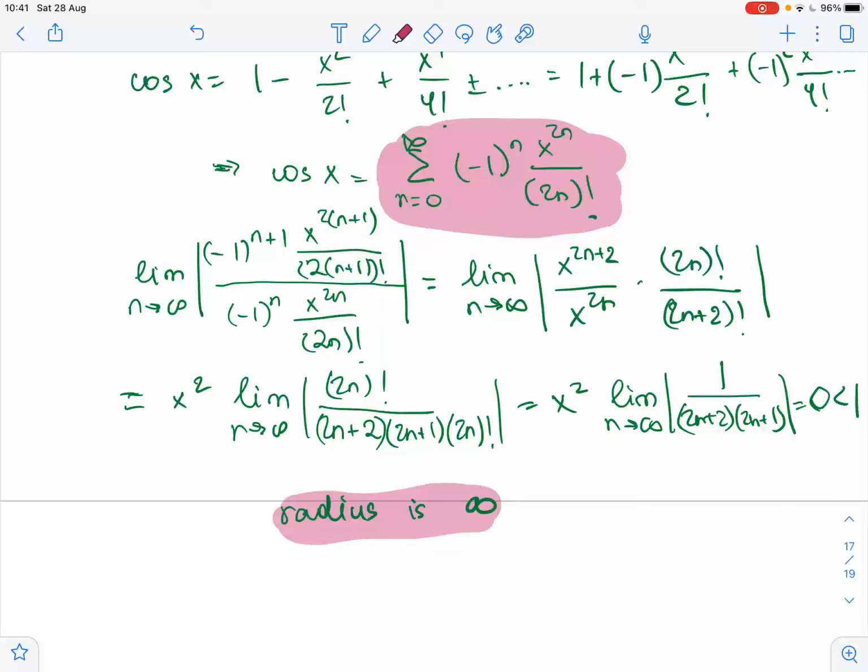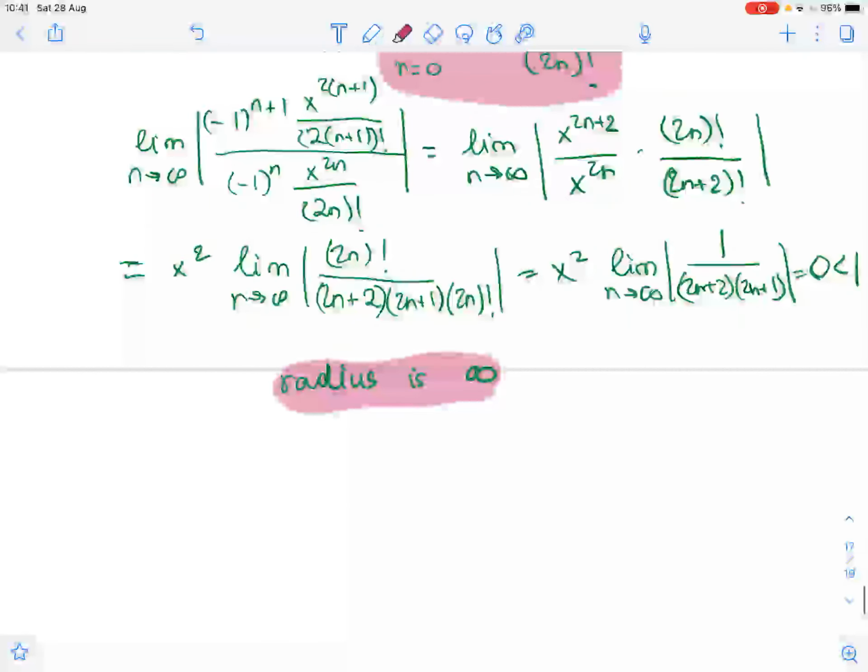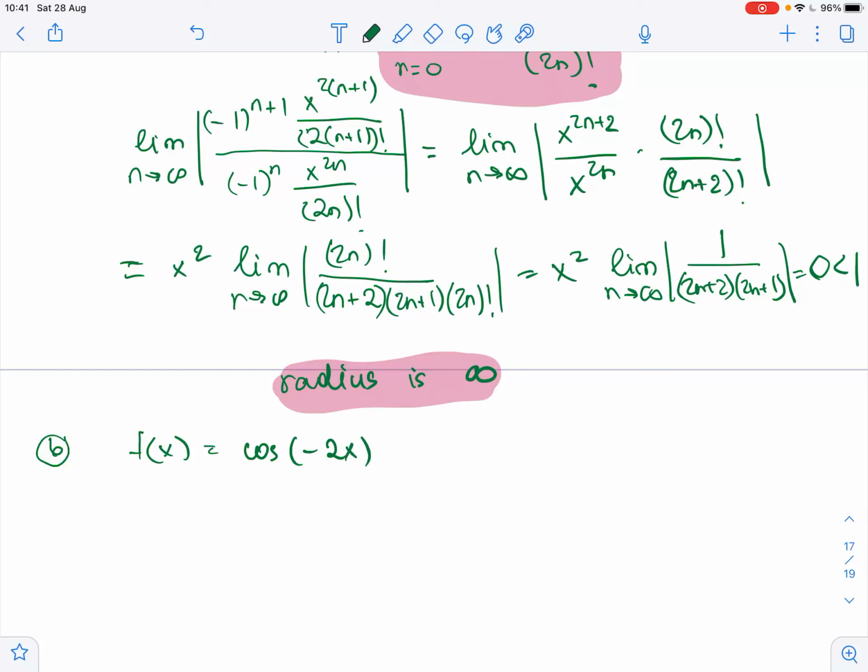Well, now let's do part B. In part B, we need to find exactly the series of cosine of -2x. So part B, f of x equals cosine of negative 2x. First we need to find the first few derivatives.